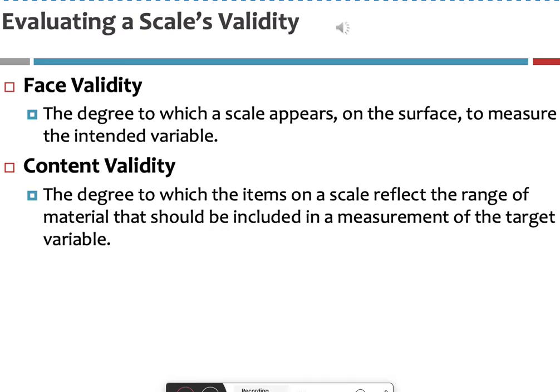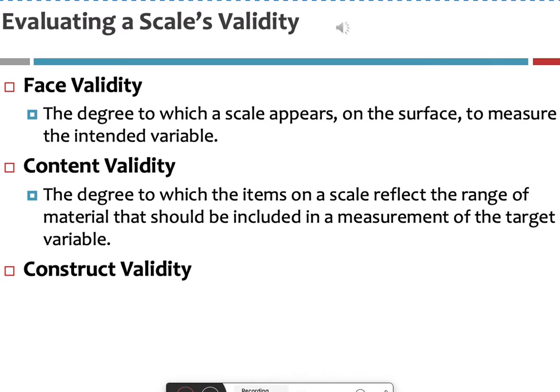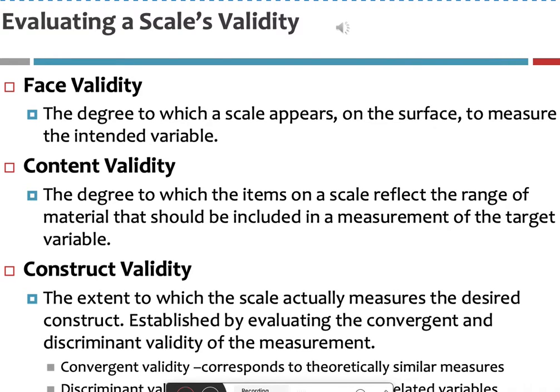Our third way to look at validity is what we call construct validity. Construct validity is the extent to which our scale actually measures the desired construct. Someone had asked in class what the difference was between content and construct. Content has to do with the actual content of the test, so what's really represented in the test. Construct is more broad. It has to do with the extent to which my scale or my measure is actually capturing that thing it's supposed to be measuring from a higher level.